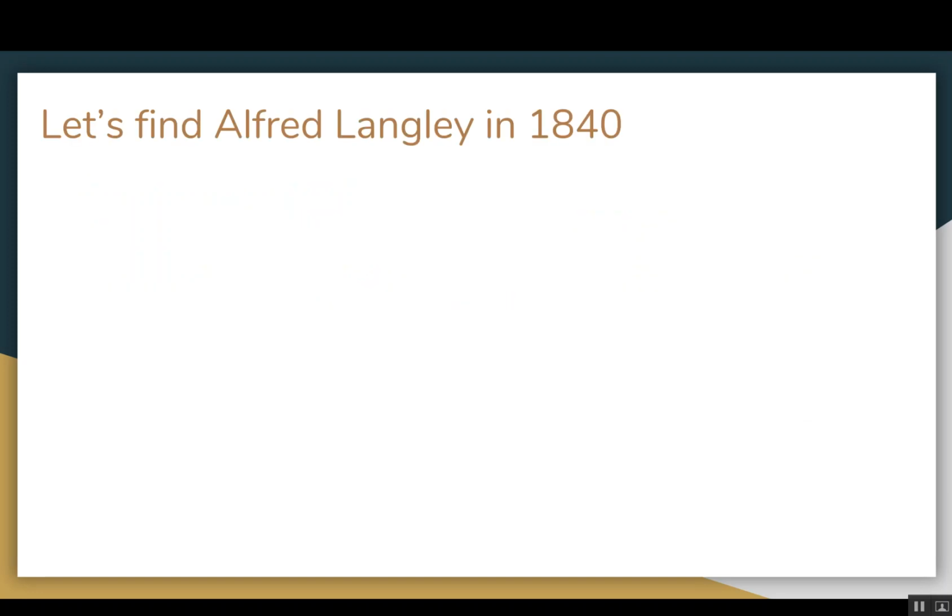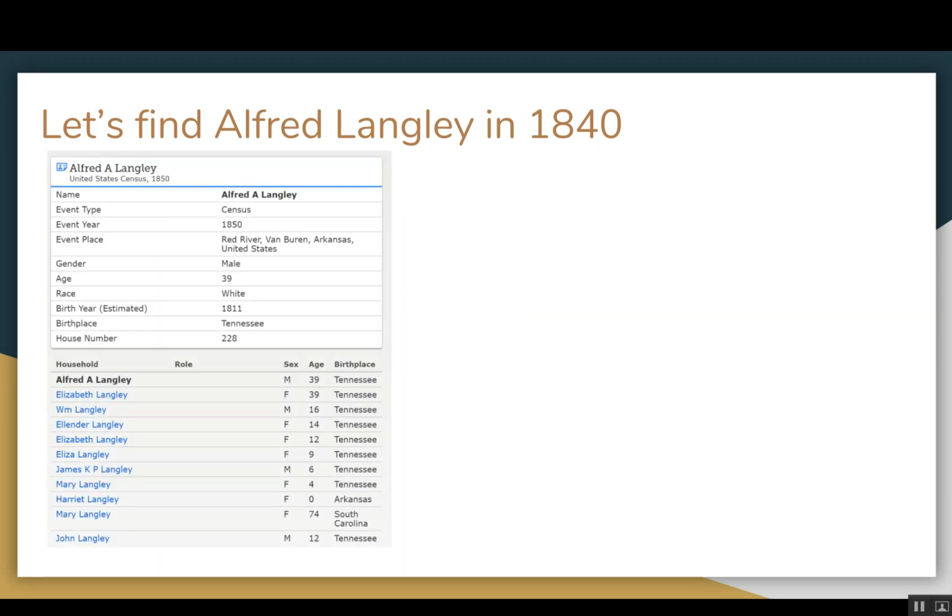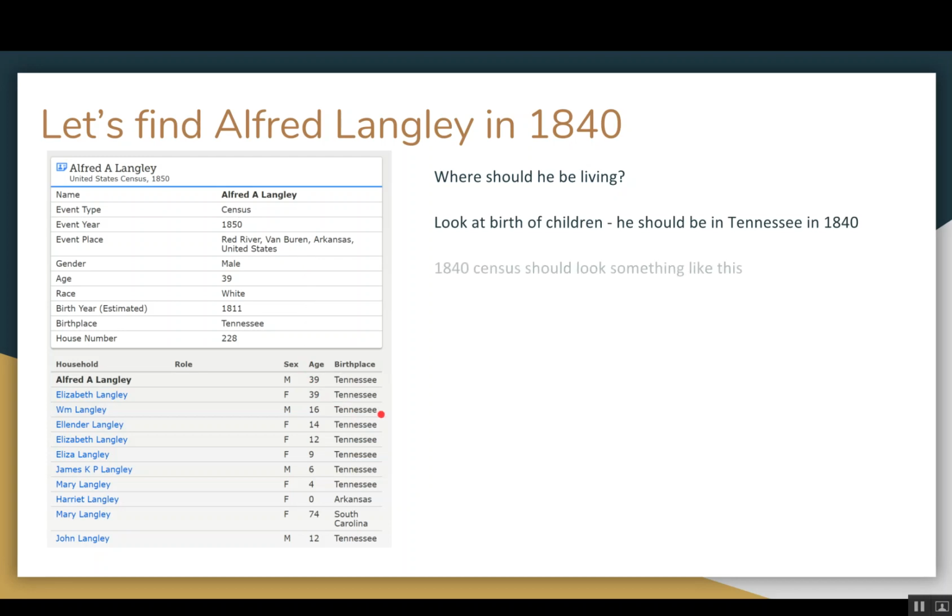So let's go ahead. Previously in our first video, we talked about Alfred Langley, and we had found him 1840 up to 1880. So let's go ahead and find him now in the 1840 census. So to do that, let's review the 1850. He was living, remember, in Van Buren, Arkansas. And so where do you think he should be living in 1840? Look at the birth of the children, and if you look at that, you'll see that they were born in Tennessee. And so he should be in Tennessee during that time.